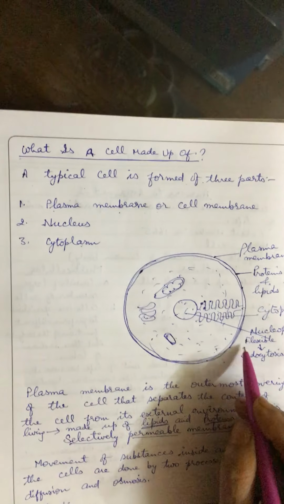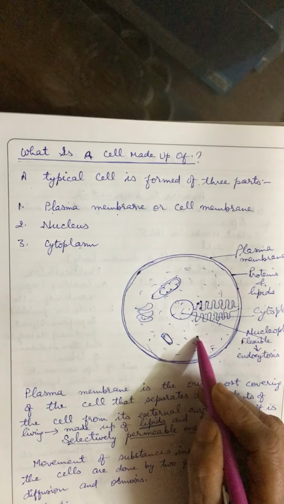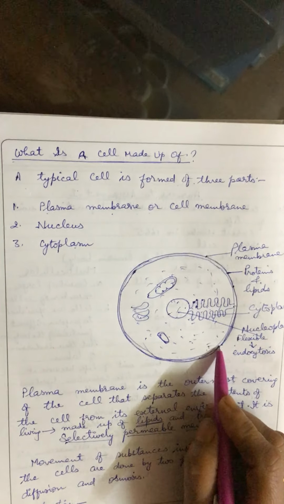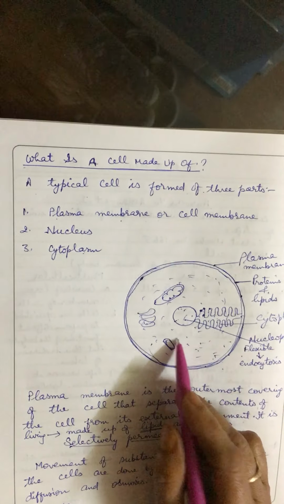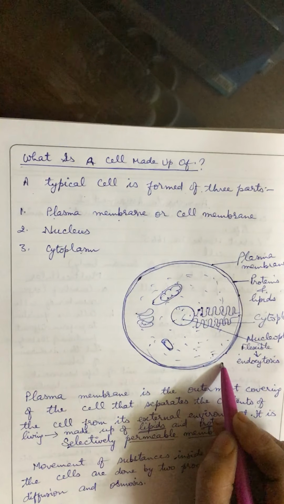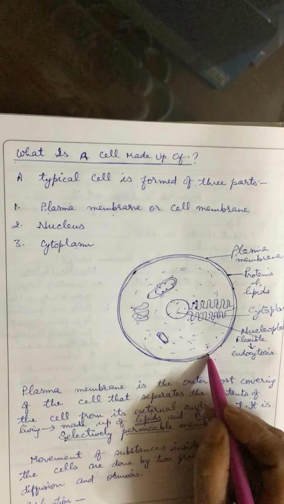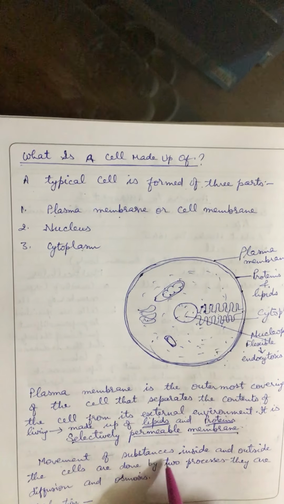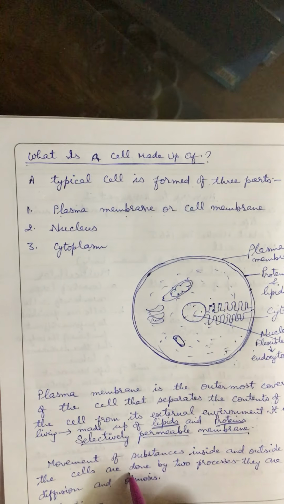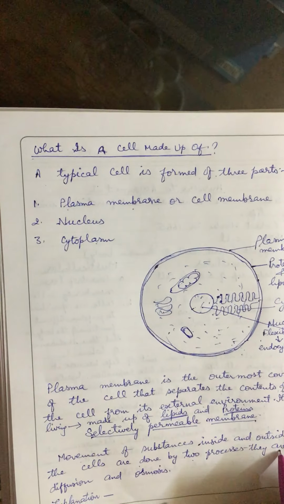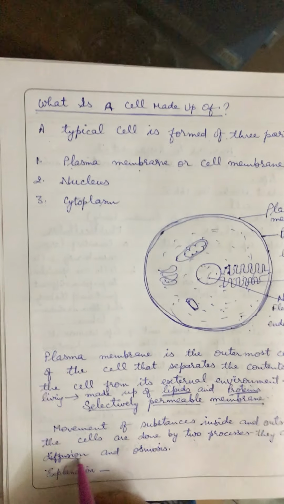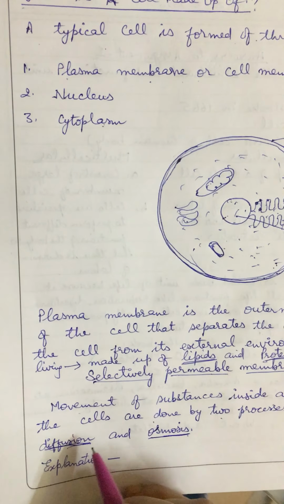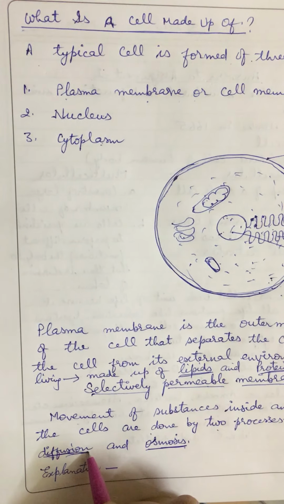All the substances cannot enter inside the cell because of the presence of this plasma membrane, and the substances which are present inside the cell cannot come out because of this property of plasma membrane. The movement of substances inside and outside of the cell is done by two processes, and these two processes are diffusion and osmosis. You must have studied diffusion in junior classes also.